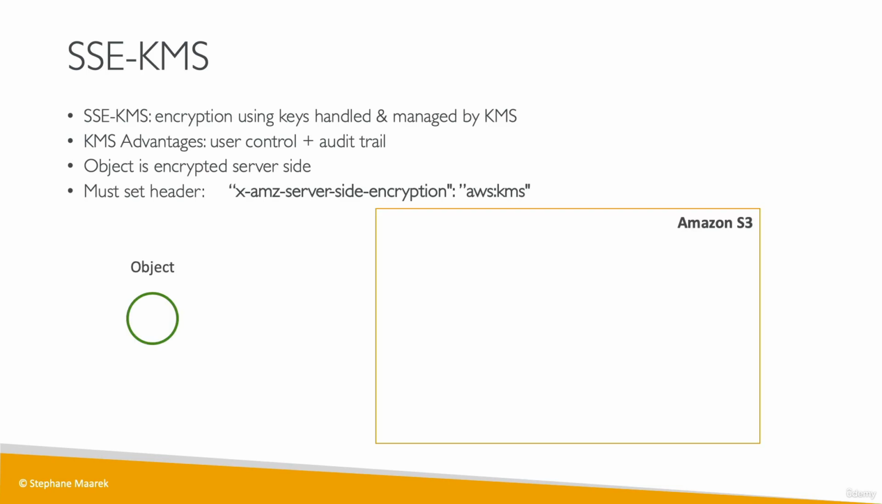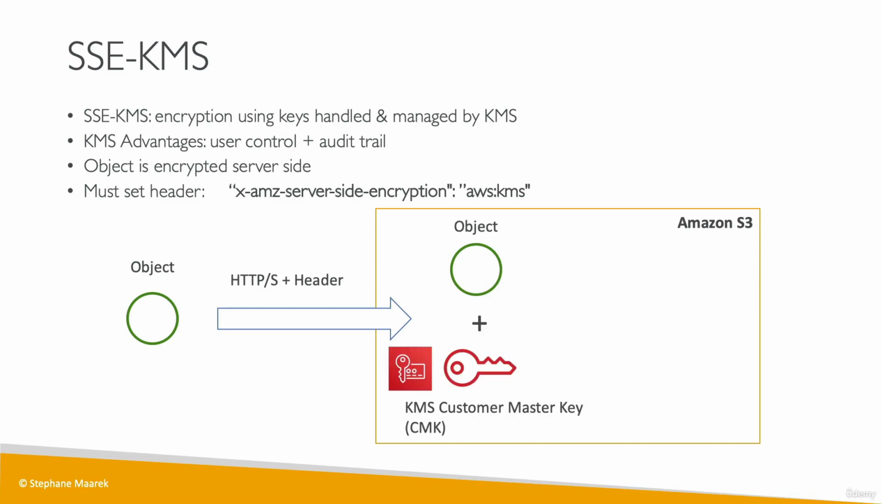So the idea is exactly the same because it is server-side encryption. We have the object, we upload it using HTTPS and the header. And then using this header, Amazon S3 knows to apply the KMS customer master key you have defined on top of it. And using this customer master key, so the key you've defined, and your object, there's some encryption that will happen and the file will be stored in your S3 bucket under the SSE-KMS encryption scheme.